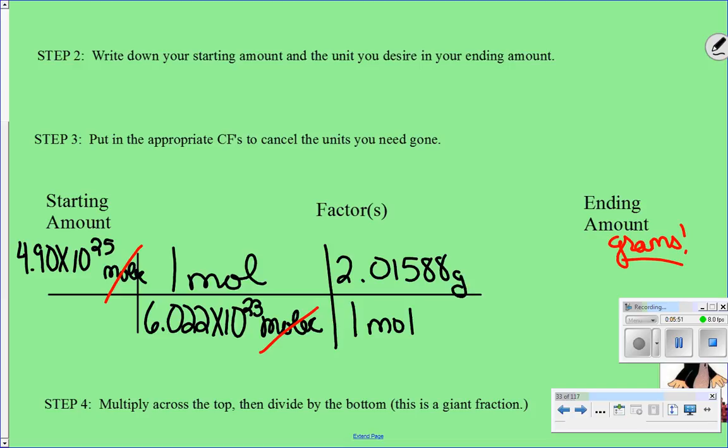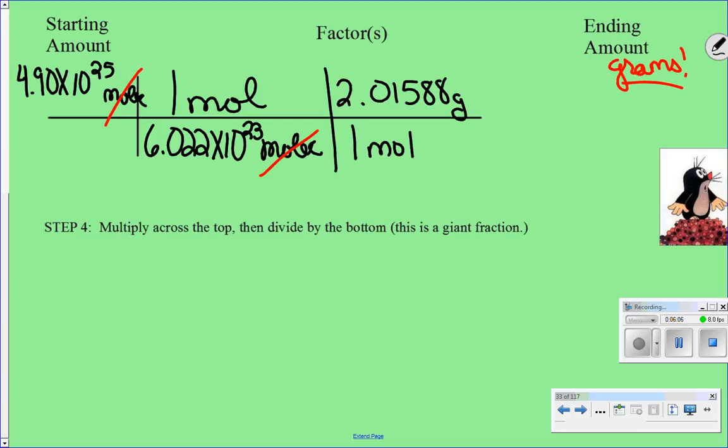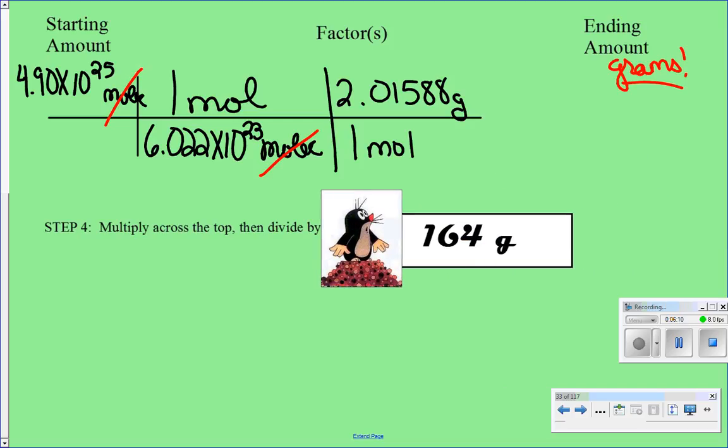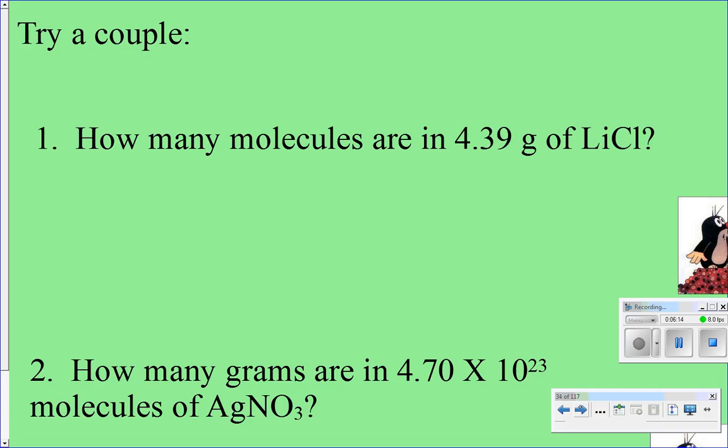So you're punching in 4.90 E25 times 2.01588. I would punch it in one step and then do divided by 6.022 E23 in your second step. And what you should get for this is a simple 64 grams. Go ahead and pause the video and try these 2 questions. I'll put the work up in just a moment.